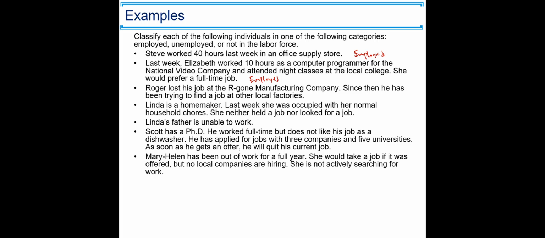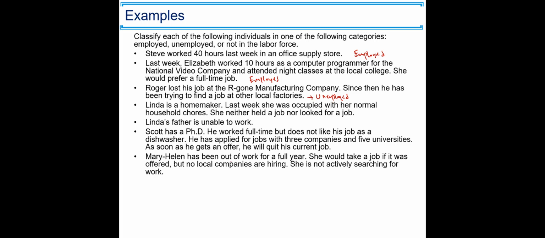Roger lost his job at the argon manufacturing company. Since then, he has been trying to find a job at other local factories. This person is unemployed. Why? Because he lost his job, but he also is looking for a job.